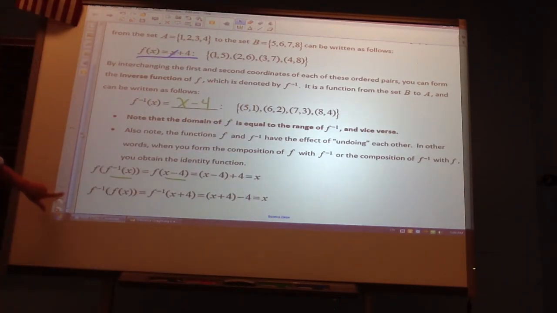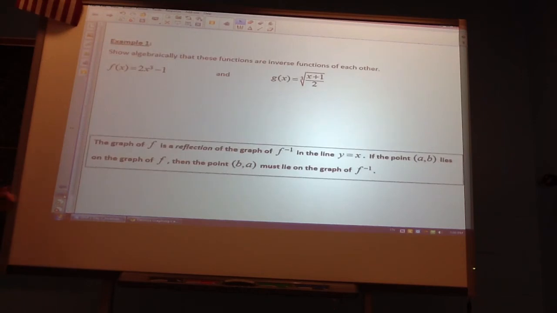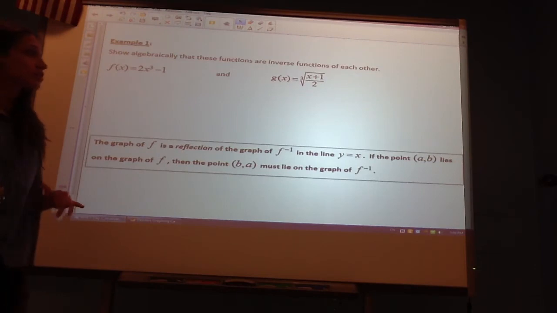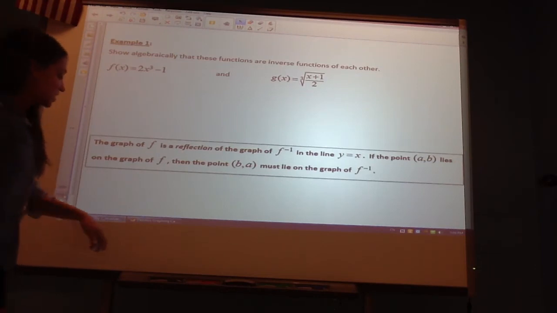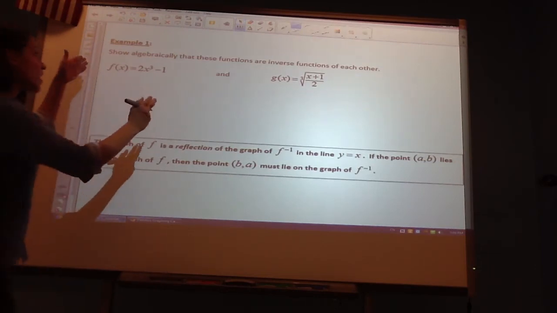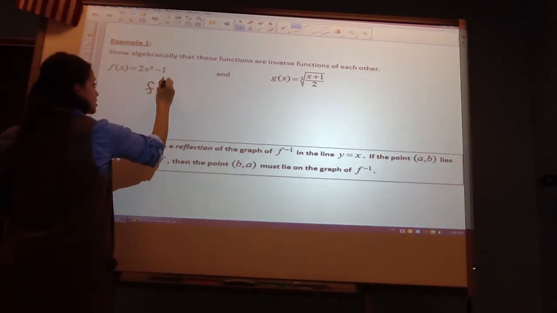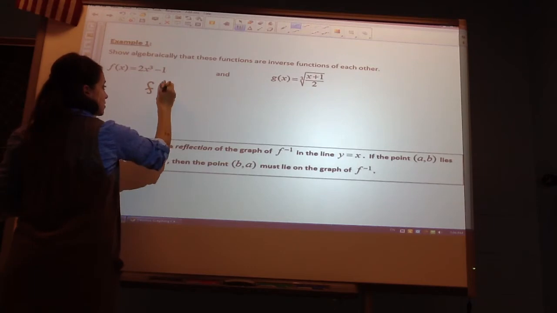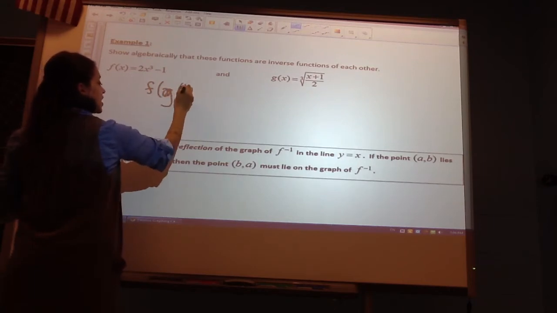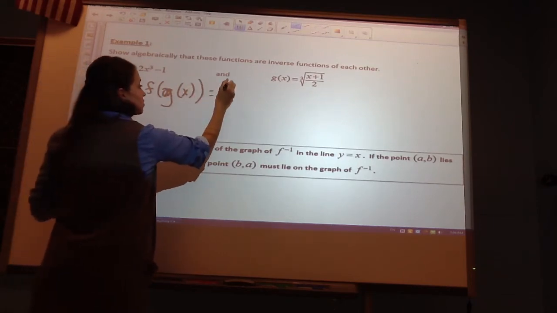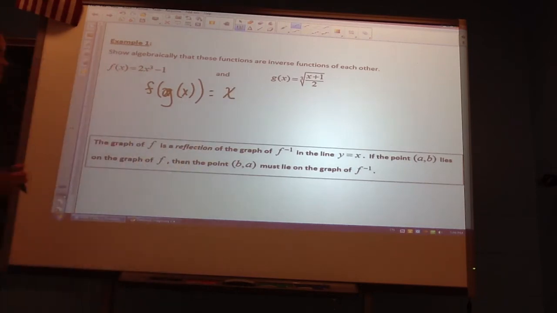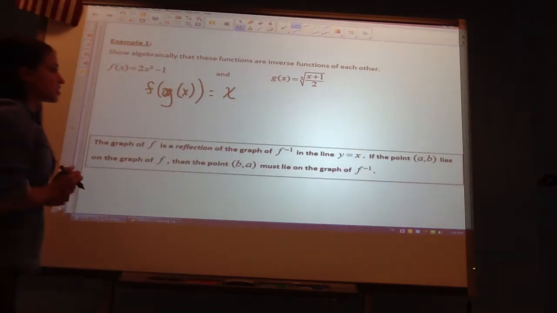Moving on, let's look at an example together. We can show algebraically that these functions are inverse functions of each other. And I'm going to see if f of x and g of x are inverse, then when I take their composition, f of g of x, it should equal the value of x when I take their composition.